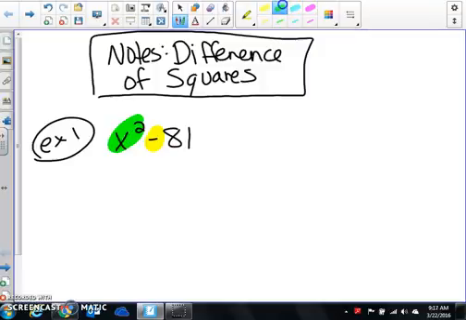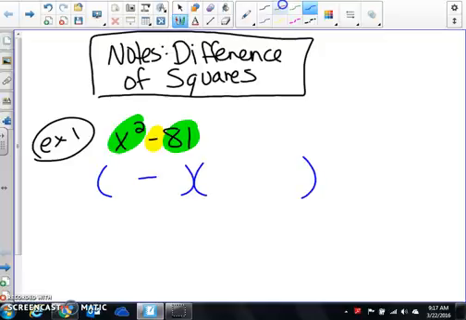So that's a perfect square, that's a perfect square. If that happens, you can factor it. You make one minus, one plus, it doesn't matter which one it is. The square root of x squared is x, so x. The square root of 81 is 9. Boom, it's factored.